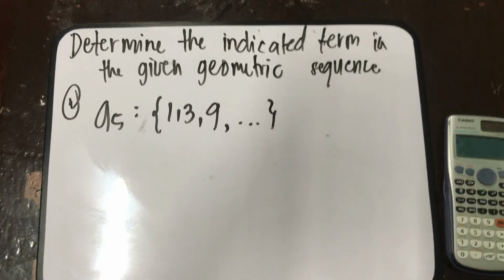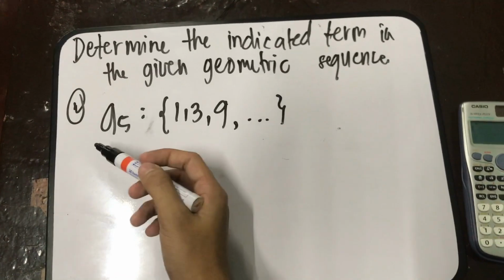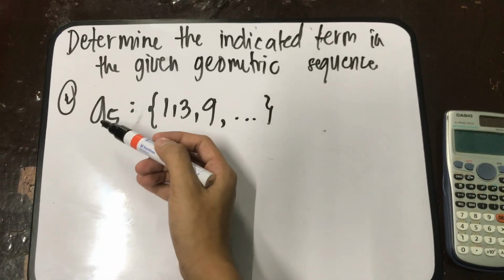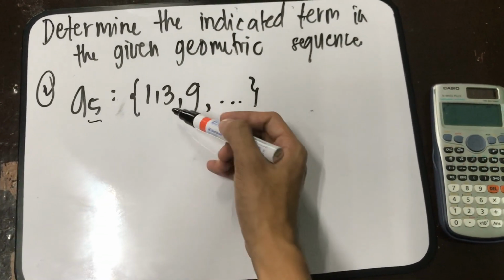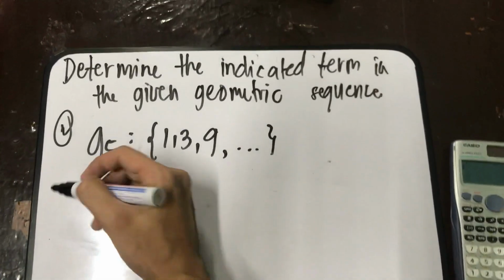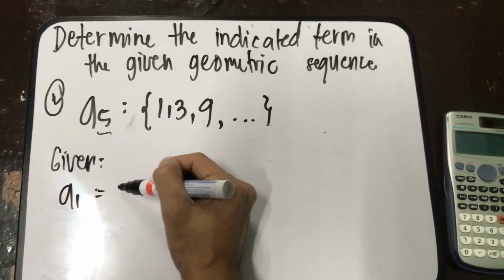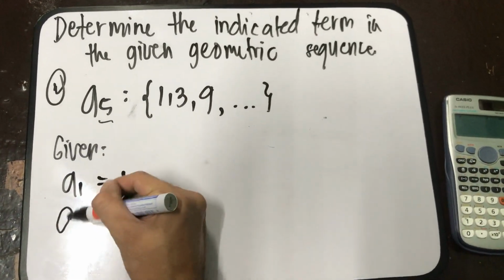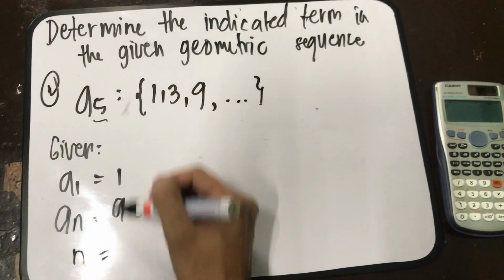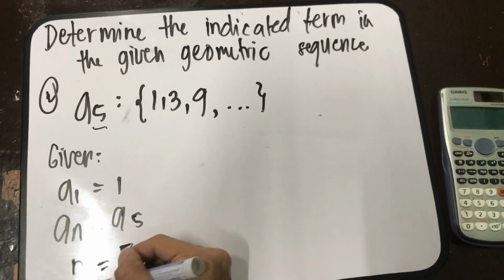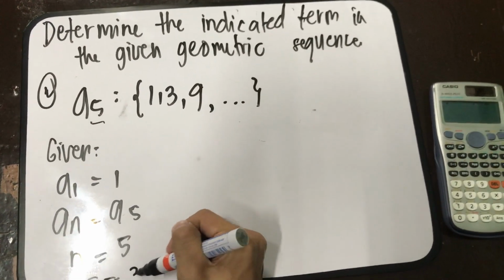Okay, so this time we're going to determine the indicated term in the given geometric sequence. On our number 1 example, we're going to find a sub 5 with this sequence: 1, 3, 9. Let's identify first all the given. Our a sub 1 is 1. A sub n, we are looking for a sub 5, and n is 5. The common ratio is 3 divided by 1, that is 3.